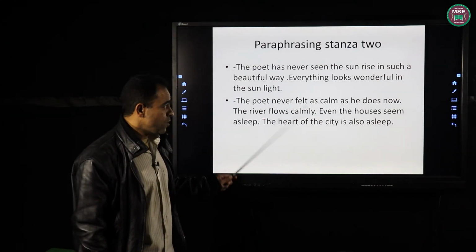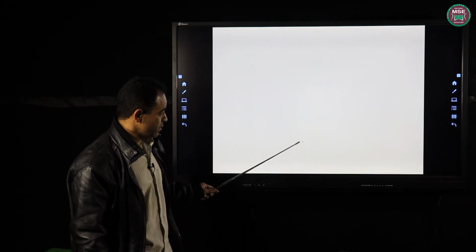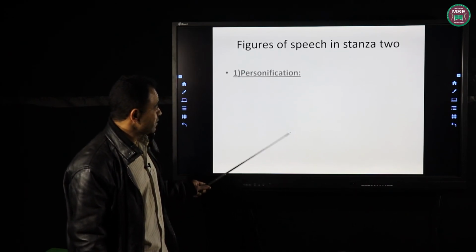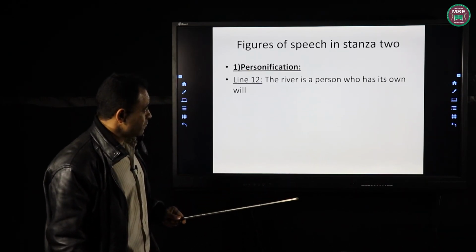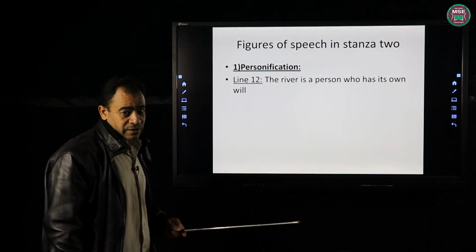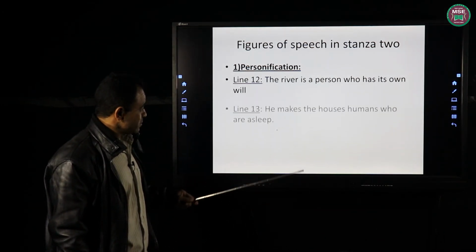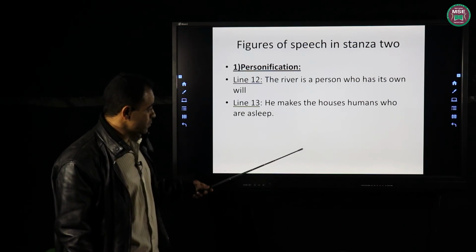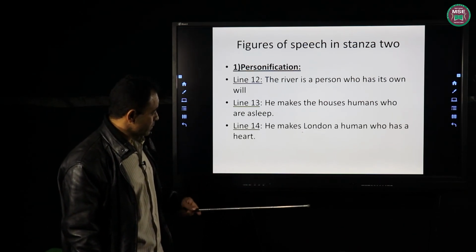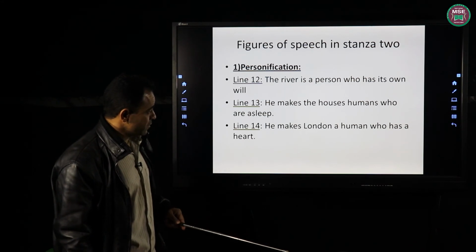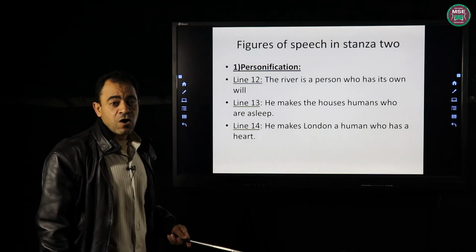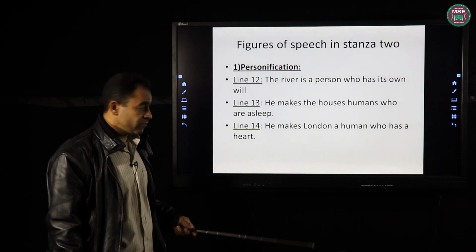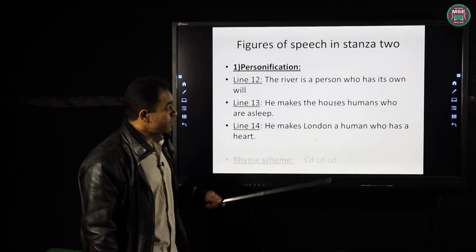So of course here we have only personification for the figures of speech, okay? In line 12, the river is a person who has a will. Yes, and in line 13, he makes the houses humans who also are asleep. In line 14, he makes London a human who has a heart. Okay, very good. Let's have a look at the commentary.